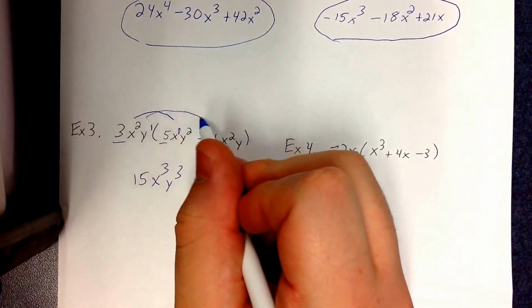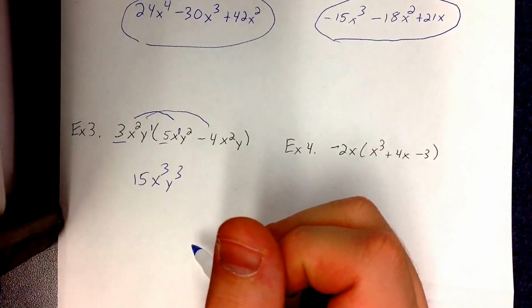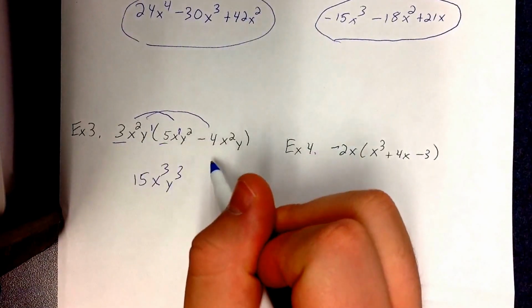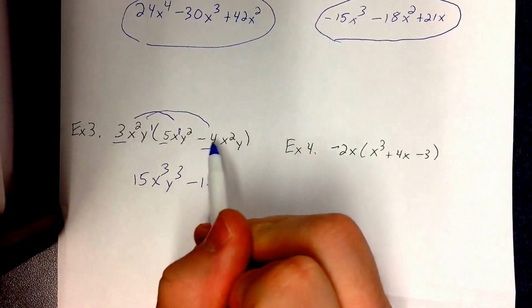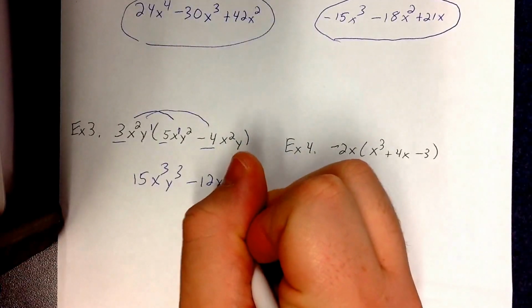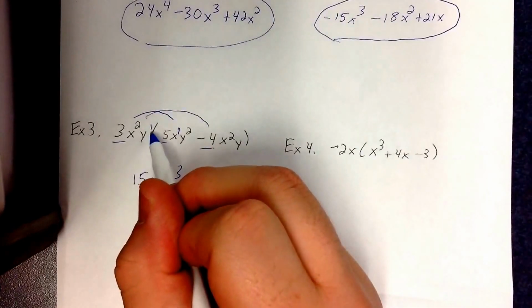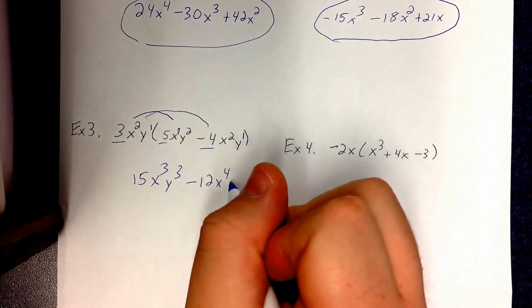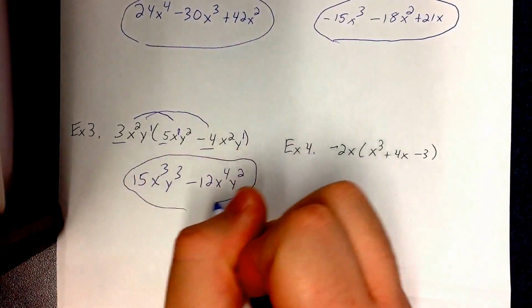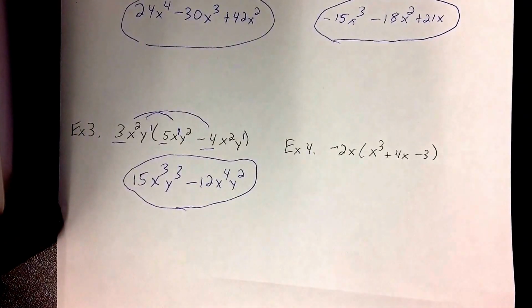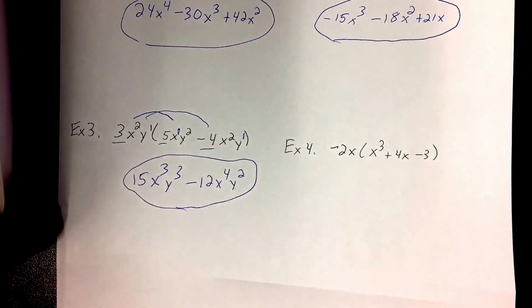Then I've got 3x squared y times negative 4x squared y. So 3 times negative 4 is negative 12. X squared and x squared makes x to the fourth. This is y to the first, this is also y to the first, so that's y squared. So I get 15x to the third y to the third, minus 12x to the fourth y to the second.